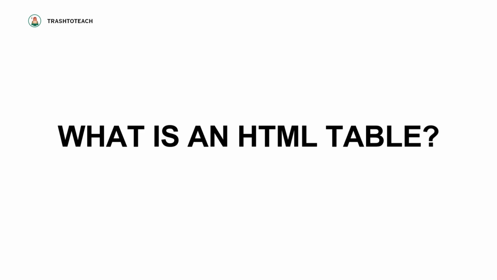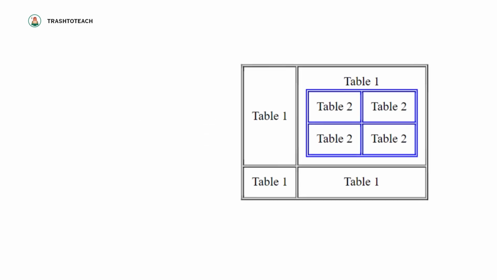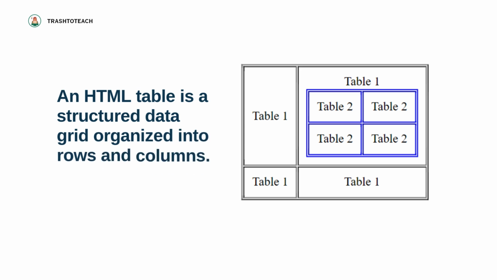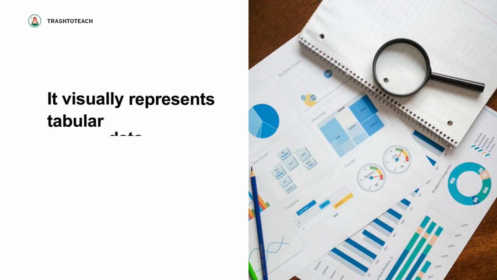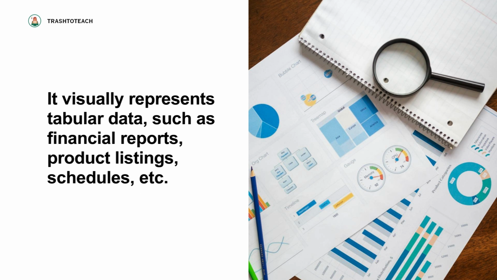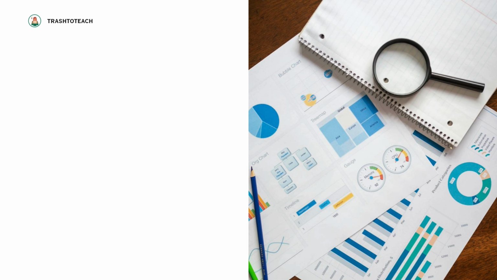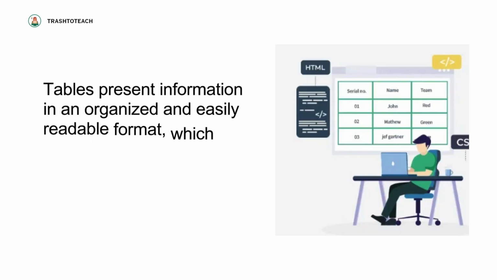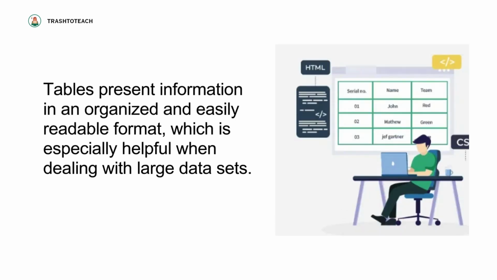What is an HTML table? An HTML table is a structured data grid organized into rows and columns. It visually represents tabular data, such as financial reports, product listings, schedules, etc. Tables present information in an organized and easily readable format, which is especially helpful when dealing with large datasets.